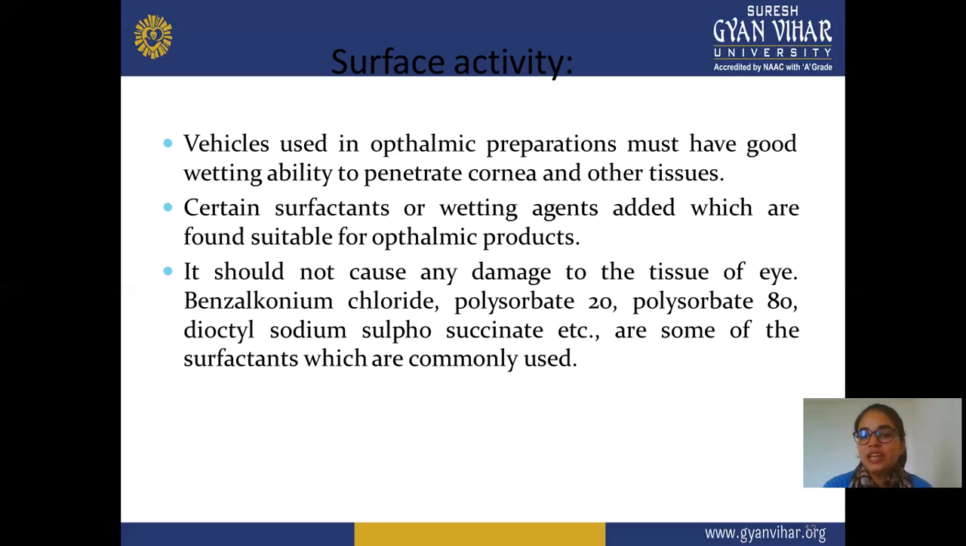Next, it should not cause any damage to the tissue of the eye. Benzalkonium chloride, polysorbate 20, polysorbate 80, and dioctyl sodium sulfosuccinate are some of the surfactants commonly used for eye preparations. When you use these surfactants in your eye preparation, you should make sure they are compatible with your formulation, and that your eye does not show any dangerous effect or damage. These are some examples of surfactants that you can easily use in your eye preparation, because they are stable and don't damage your eye.